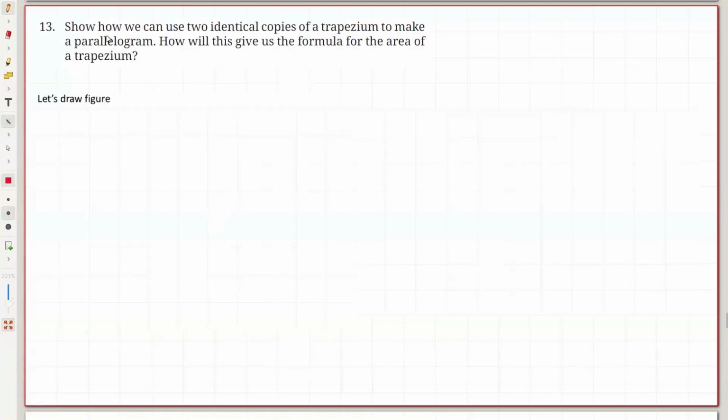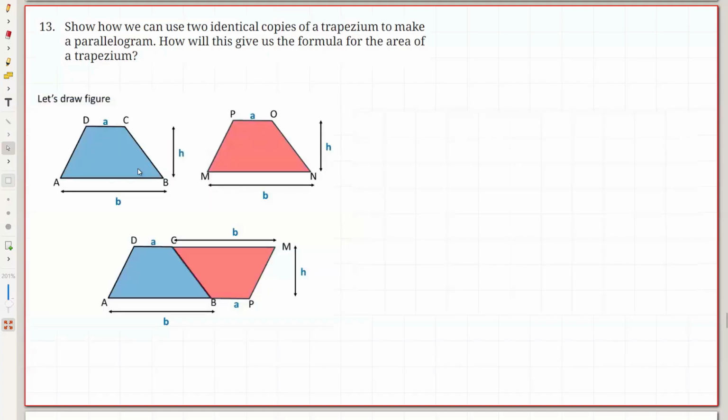Question number 13: show how we can use two identical copies of a trapezium. Here we are going to use two exact trapeziums to make a parallelogram. How will you get the formula for the area of the trapezium? From this also we are going to get the area of the trapezium formula, 1/2 of h into (a plus b). So I am going to choose two identical copies of a trapezium.